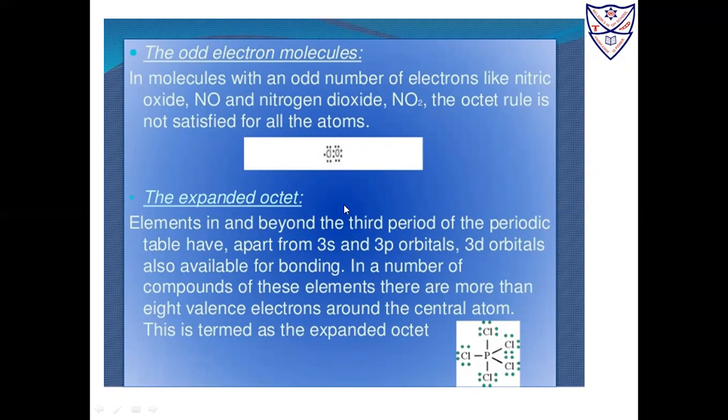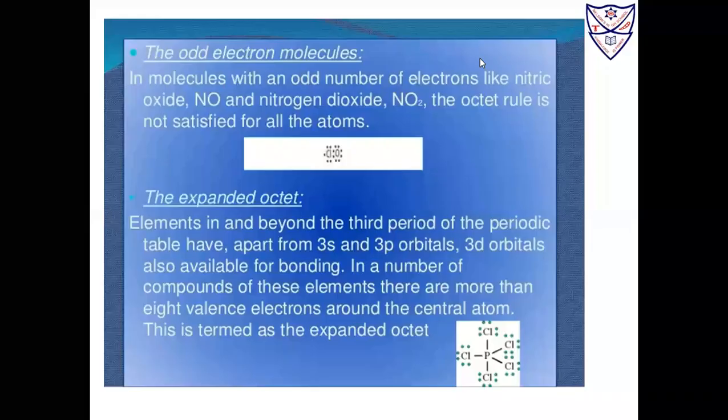The expanded octet is what? See here, this is PCl5, phosphorus pentachloride. The elements in and beyond the third period of the periodic table have, apart from 3s and 3p orbitals, 3d orbitals also available for bonding. In a number of compounds of these elements, there are more than 8 valence electrons around the central atom. This is termed an expanded octet.